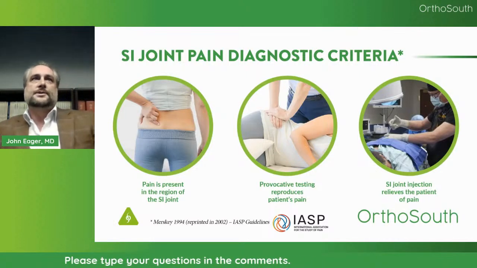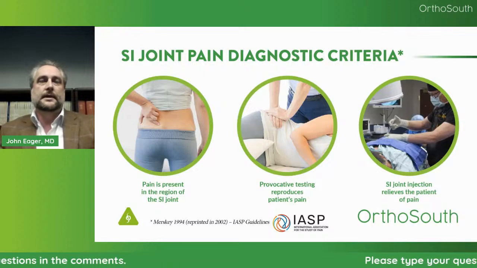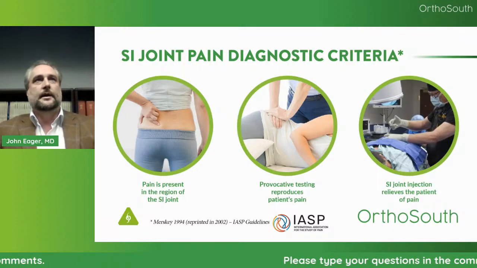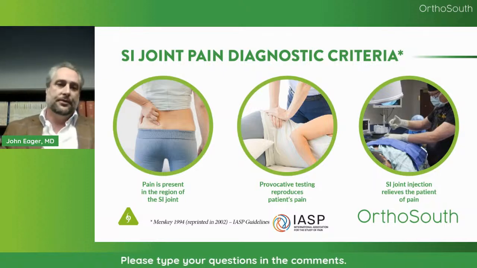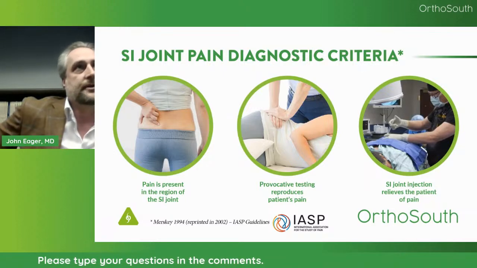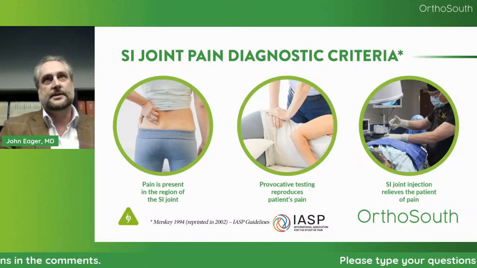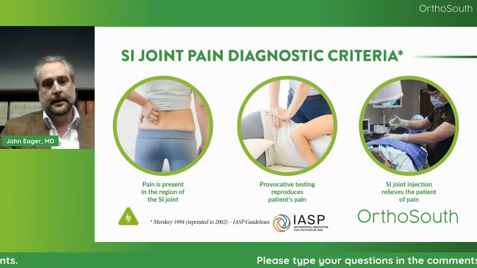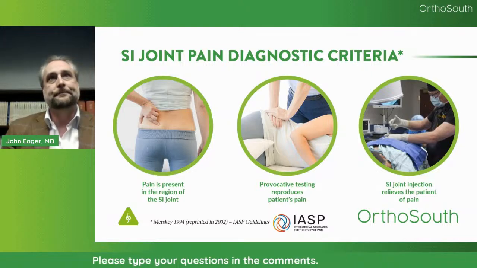SI joint pain diagnostic criteria. So the pain is present in the region of the SI joint. Commonly, patients will present just like this picture on the left of the slide, where they're localizing it with their finger, a positive Fortin's finger test. They'll point right there over the PSIS, which is the protuberance in the back of the spine, at the junction, again, of the sacrum and the ilium.